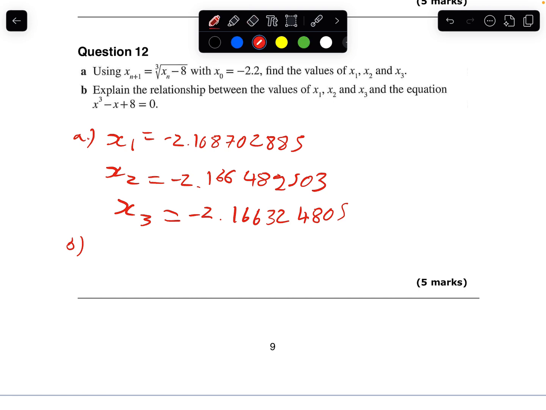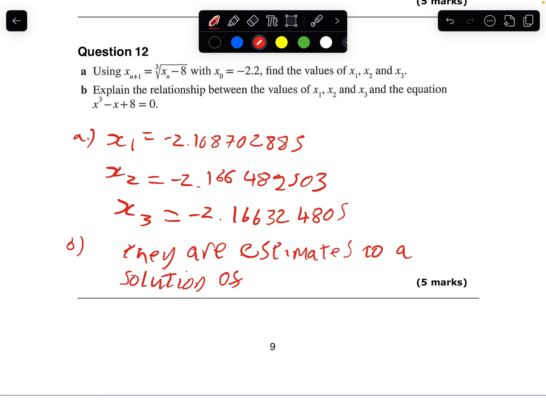So that must mean that these are estimates for the solution. Okay, they are estimates to a solution of the equation. Okay, because one's a rearrangement of another, they are estimates of a solution to the equation x cubed minus x plus 8 equals 0. Okay, right, almost done.